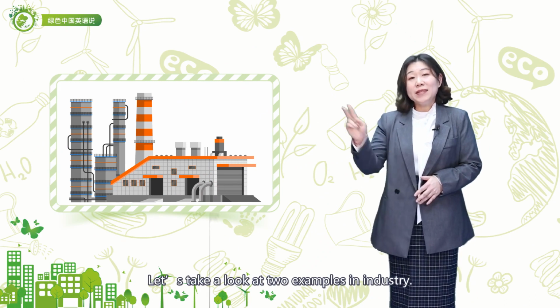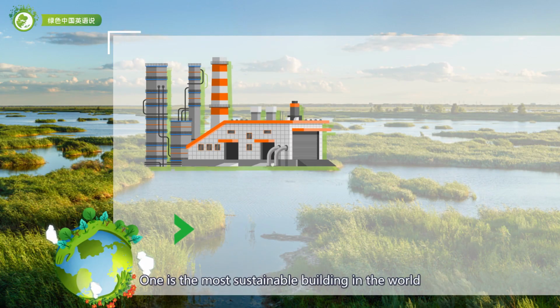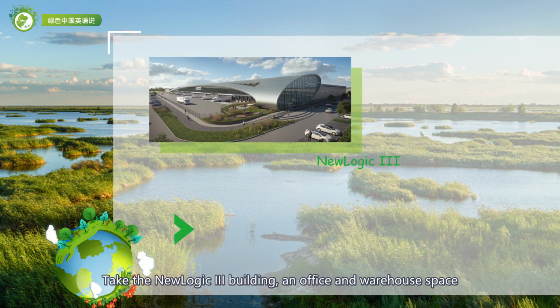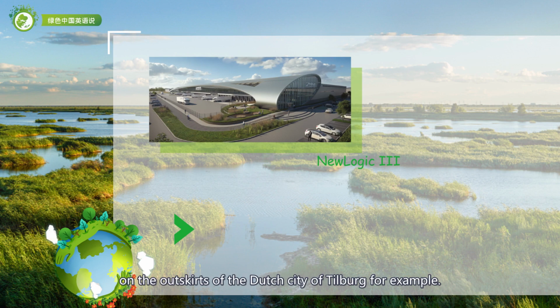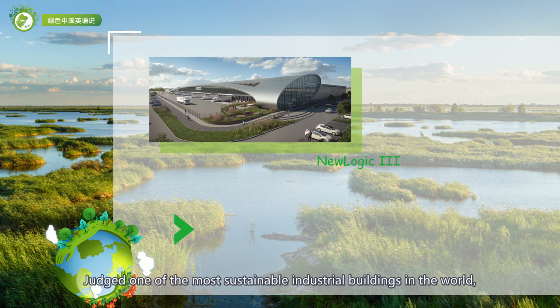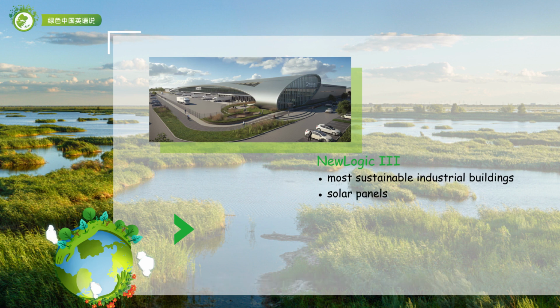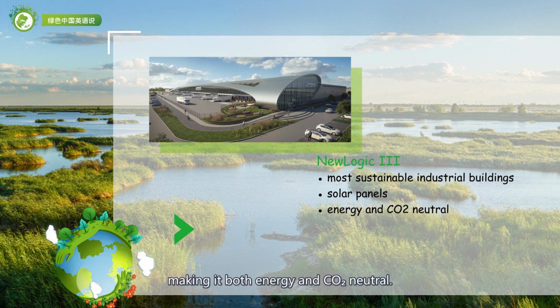Let's take a look at two examples in industry. One is the most sustainable building in the world, and the other is China's Green Logistics Company. Take the New Logic Third building, an office and a warehouse space on the outskirts of the Dutch city of Tilburg, for example. Judged one of the most sustainable industrial buildings in the world, its environmentally friendly features include solar panels that feed surplus energy into the grid, and toilets that flush with rainwater collected from the roof, making it both energy and carbon dioxide neutral.